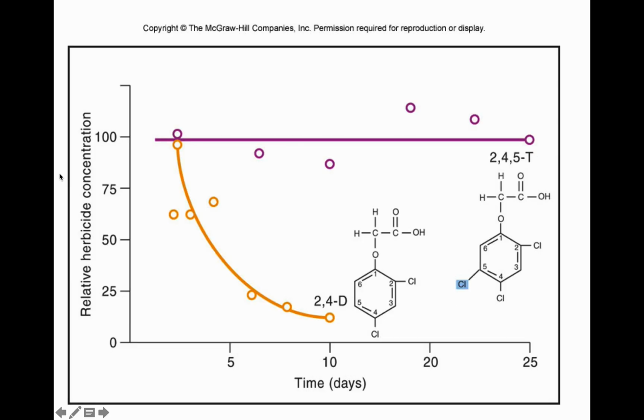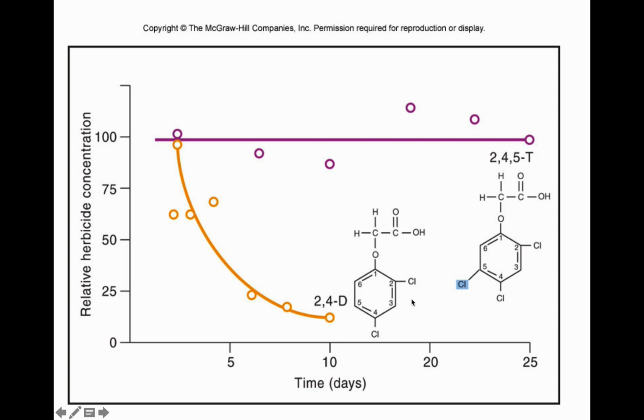This figure is similar to what's found in your book. We have relative herbicide concentration. So herbicides are chemicals used to kill plants. So like weed killer, Roundup, for example. So we have an herbicide concentration over time. This herbicide that we're looking at is 2,4-D and then 2,4,5-T. 2,4-D is an herbicide you can spray on your lawn. It won't kill the grass. It'll kill weeds, though. And 2,4-D is readily degraded by microbes over a period of about 10 days.